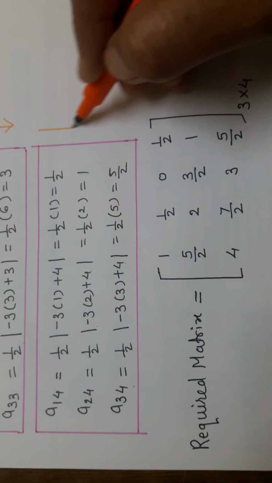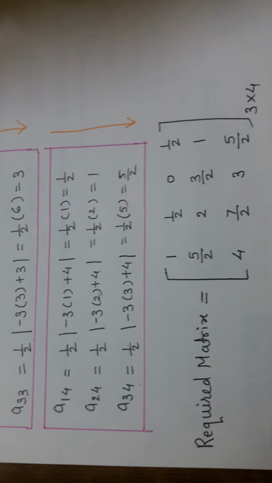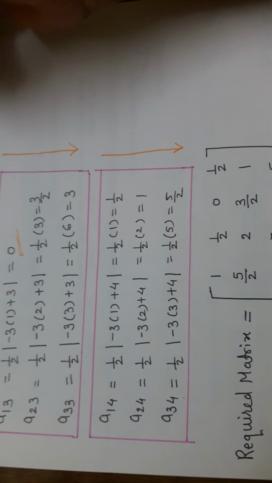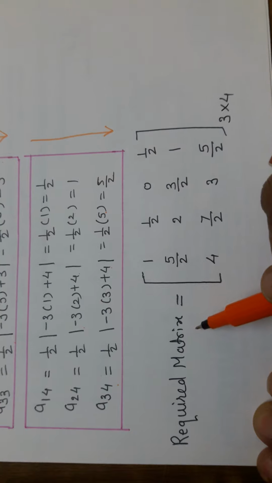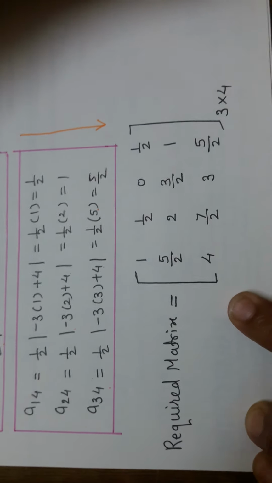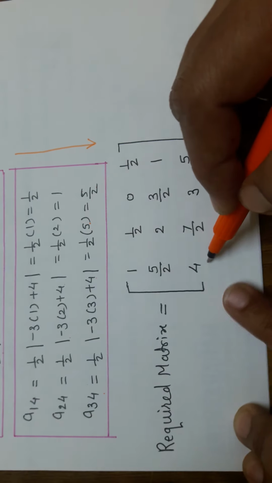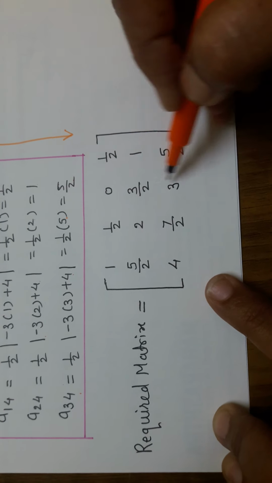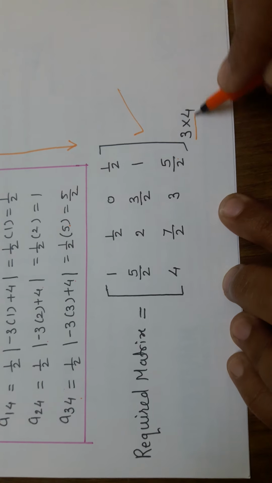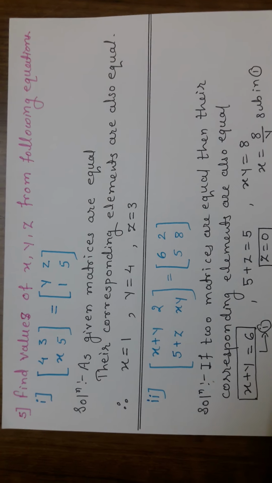So this is the fourth column. Finally, we have to write all these values in matrix form. So the required matrix is equal to this which we found. This is the first column, this is the second column, this is the third and this is the fourth, and this is the required matrix of order 3 cross 4.